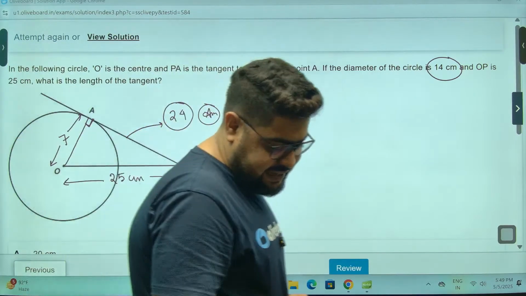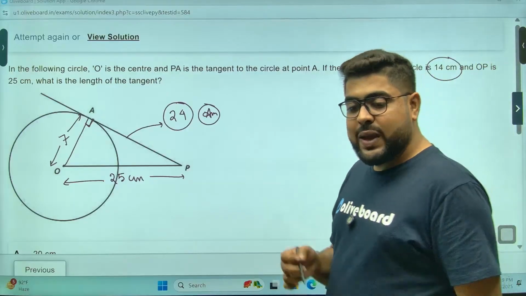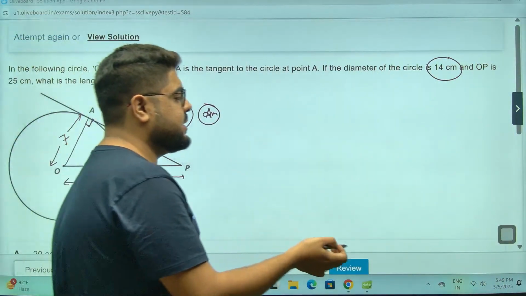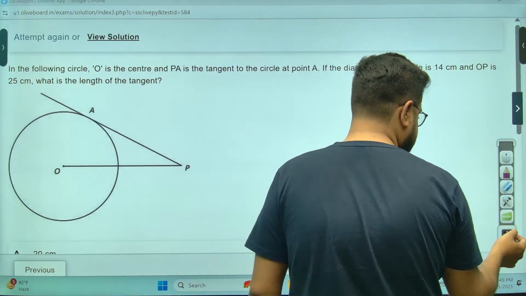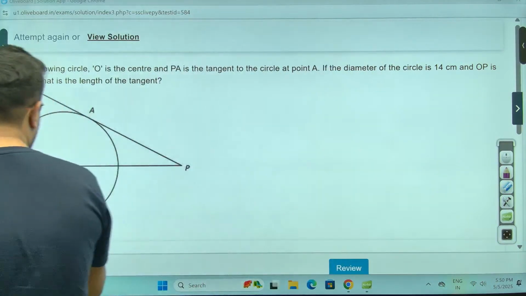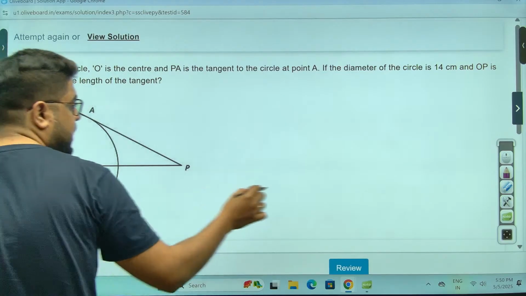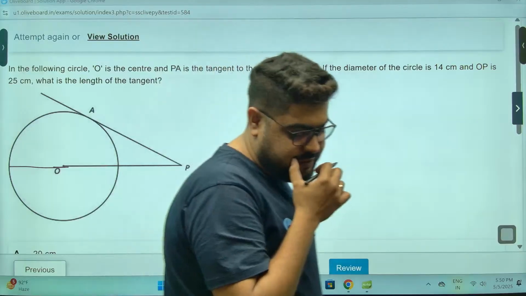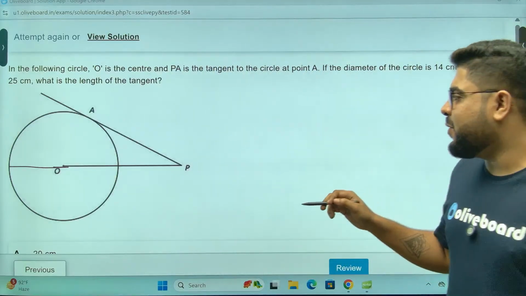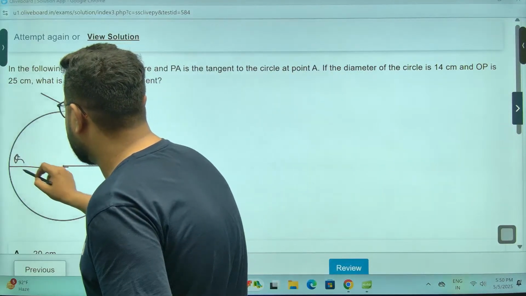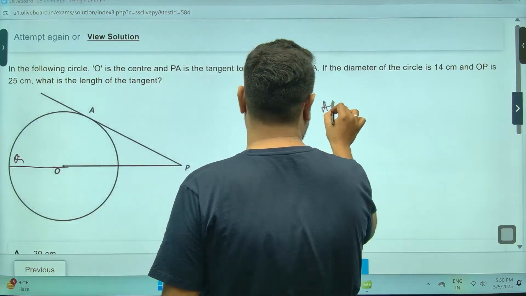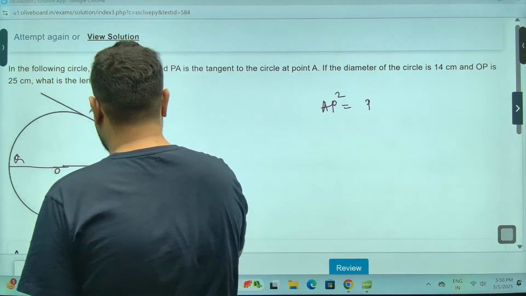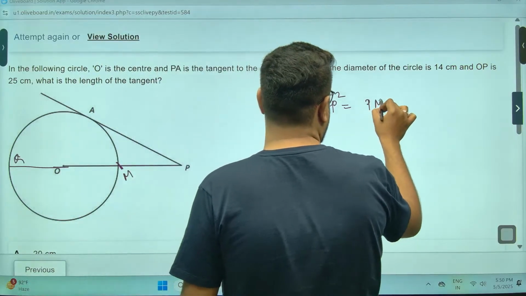Now anyone who wants to do it not by using this method, some might say, no sir, I'll not do it like this. Then you can use the tangent secant theorem as well. Why? Because you see, this is P, this is Q. The tangent secant theorem says AP squared will be, let's take M as well, PM into PQ.